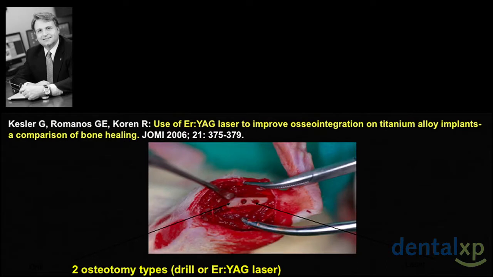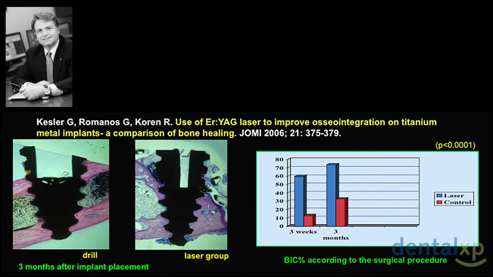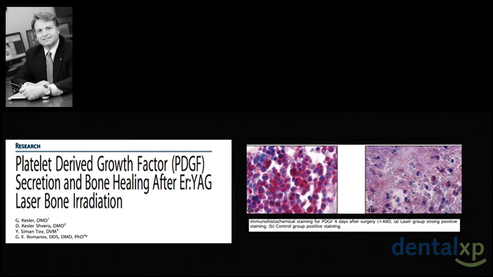So, next statement. What happens now with bone healing? If you deal with rabbit tibia, a group here with me together in Israel was involved in this study. In the tibia of rabbits, we did osteotomies with the erbium YAG laser versus conventional osteotomy with the drill. And you see very well after 3 weeks or 3 months, the laser group improved the osseointegration. You get higher BIC percentages after 3 months if you use the erbium YAG laser.